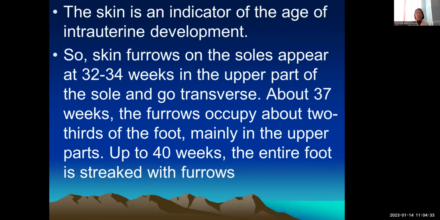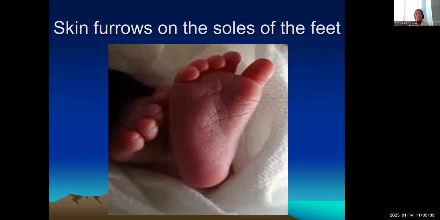The skin is an indicator of the age of intrauterine development. Skin furrows on the soles appear at 32 to 34 weeks in the upper part of the sole and go transversely. About 37 weeks, the furrows occupy about two-thirds of the foot, mainly in the upper parts. Up to 40 weeks, the entire foot is streaked with furrows. A full-term baby, for example, in this picture.